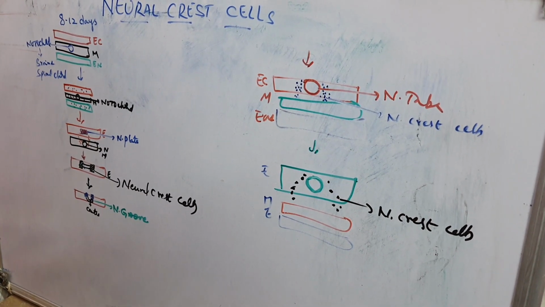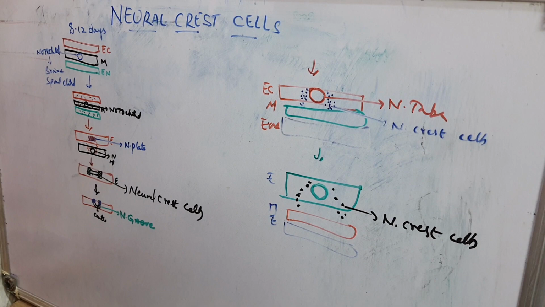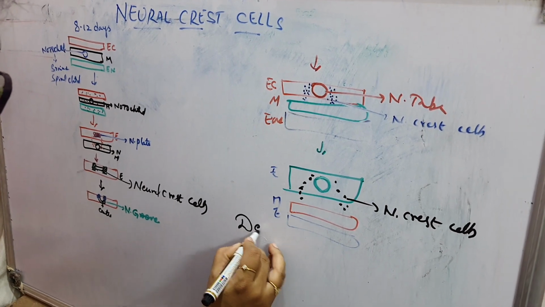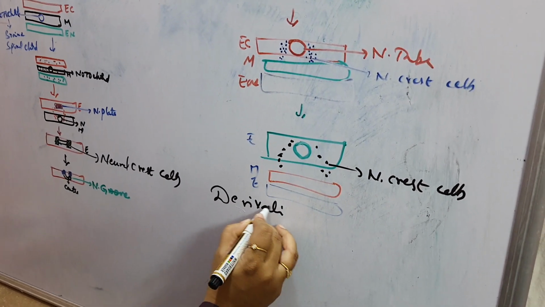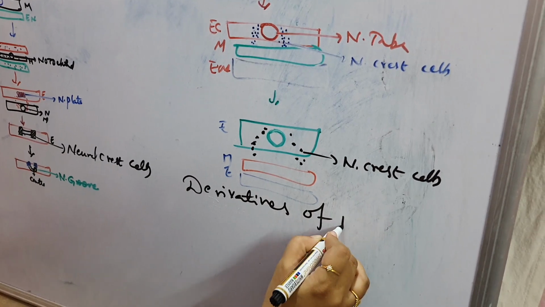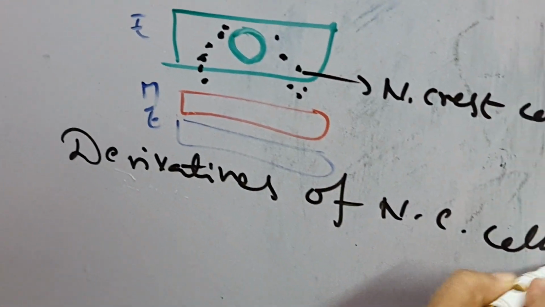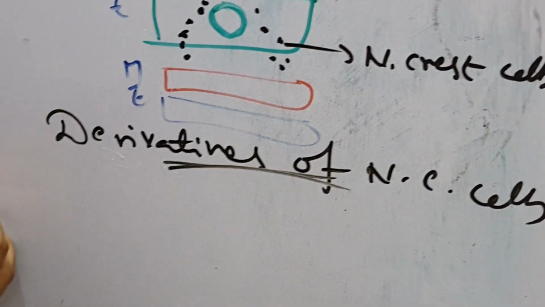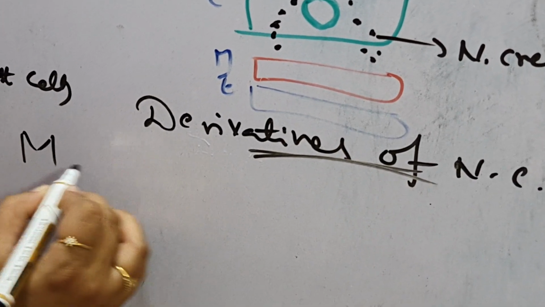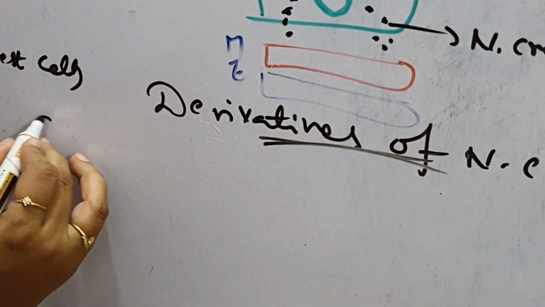Now, what is the importance of the neural crest cells? Let us discuss the derivatives of neural crest cells. What are the derivatives of neural crest cells? There is a shortcut to remember them, called COPENS.